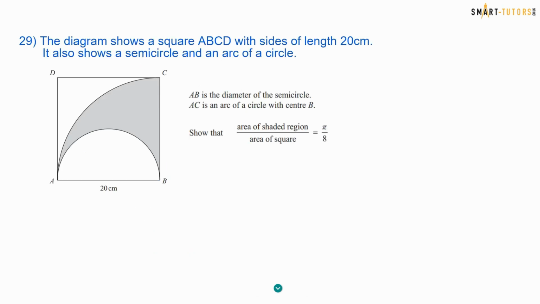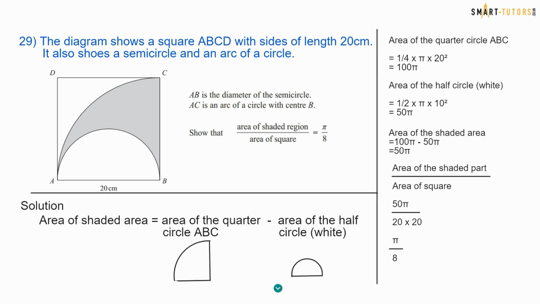Question number 29. The diagram shows a square ABCD with sides of length 20 centimeters. It also shows a semicircle and an arc of a circle. AB is the diameter of the semicircle. AC is an arc of the circle with center B. Show that area of the shaded region divided by area of the square equals pi over 8. So first of all, we need to understand how to find the shaded area.